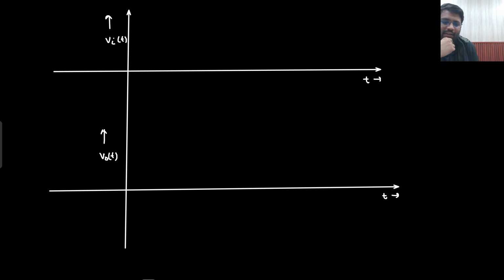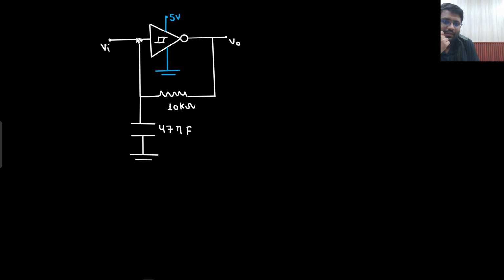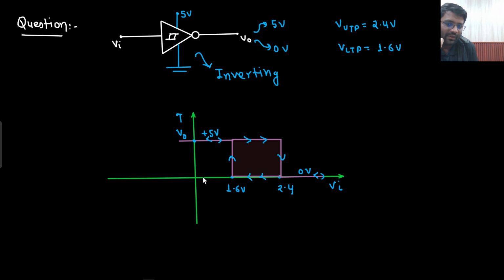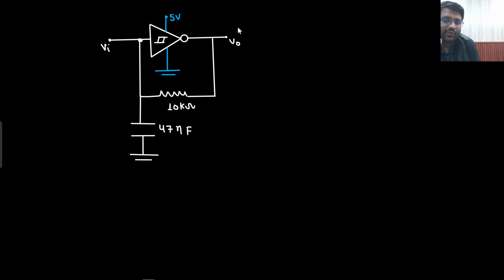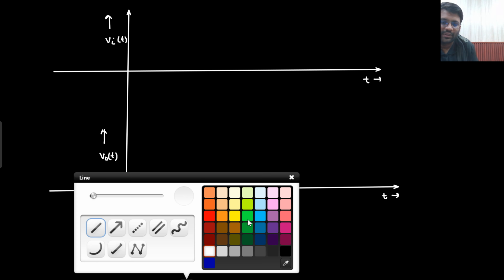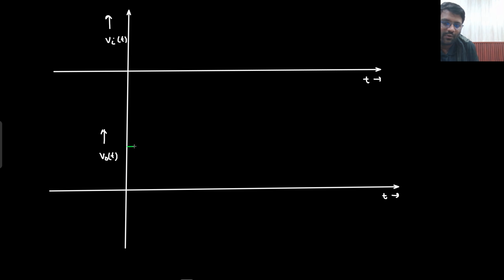So initially at t equals 0, what is the input? 0 volt. Now if input is 0 volt, then what will be the output? If your input is 0 volt, output will be plus 5 volt. So at t equals 0, your output is plus 5 volt. After that, what will happen? I will be starting from here, and my input is 0. Right?